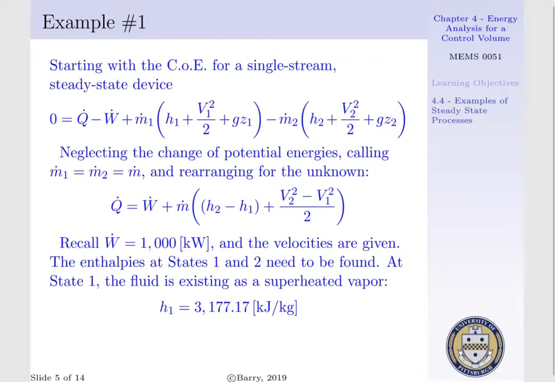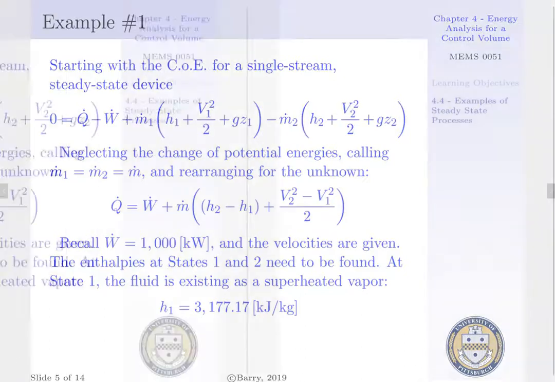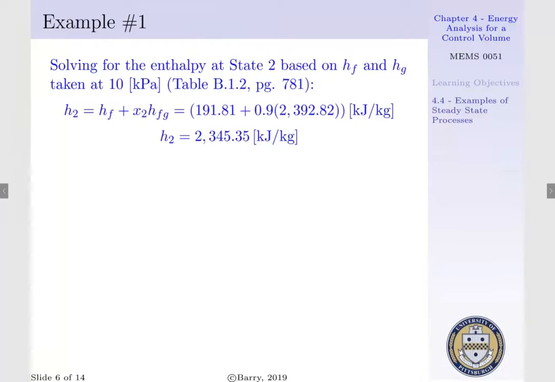At state 1, since we recognize our fluid is existing as a superheated vapor, we pull our enthalpy value of 3,177.17 kilojoule per kg directly from our tables. At state 2, we will solve for enthalpy based upon our saturated liquid and our saturated vapor specific enthalpies taken at 10 kPa. Thus, our enthalpy at state 2 is equal to our saturated liquid enthalpy at 10 kPa plus our quality times the difference of our saturated vapor and saturated liquid specific enthalpies taken at 10 kPa. Thus, our enthalpy at state 2 is equal to 2,345.35 kilojoule per kg.